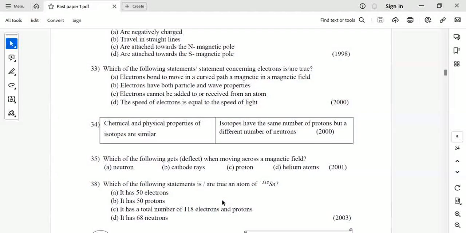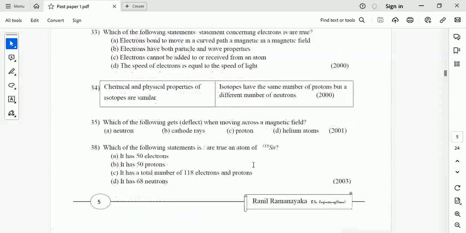Which of the following gets deflected when moving across a magnetic field? Only charged particles are deflected in magnetic fields. Cathode rays are charged, protons are charged. B, C only, answer is 2.